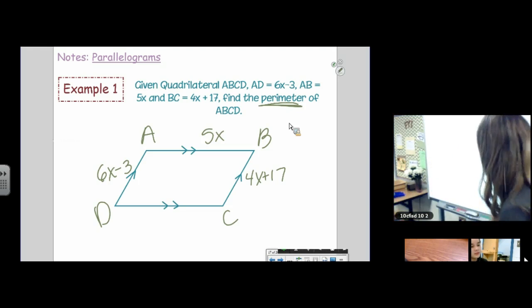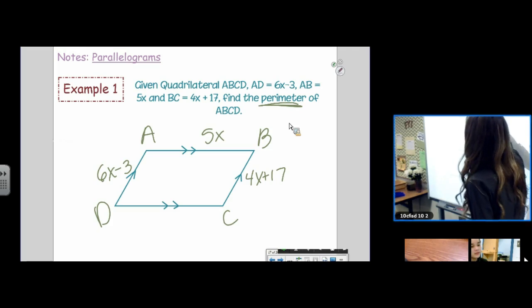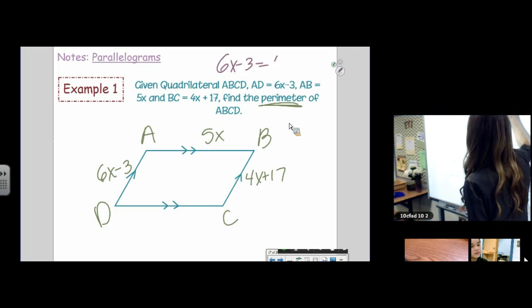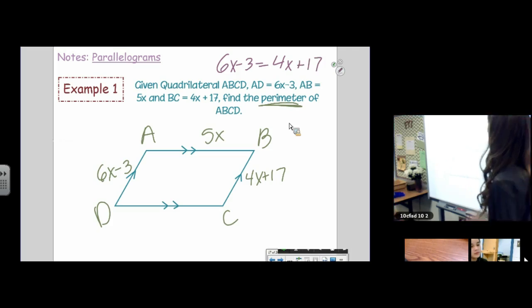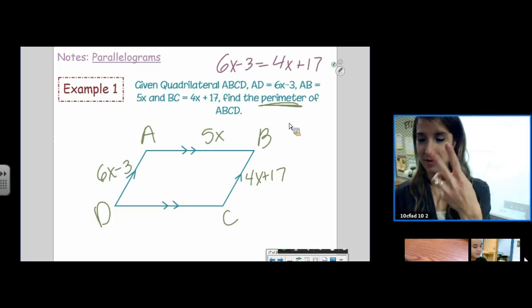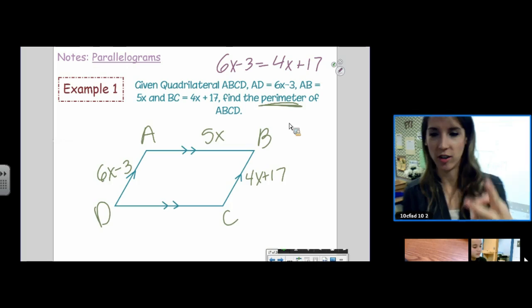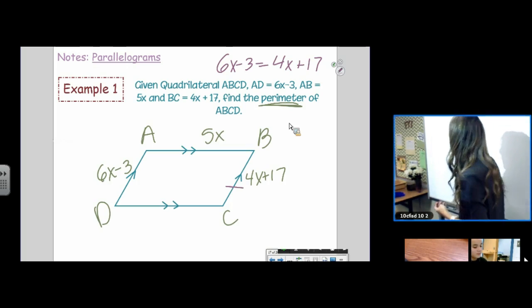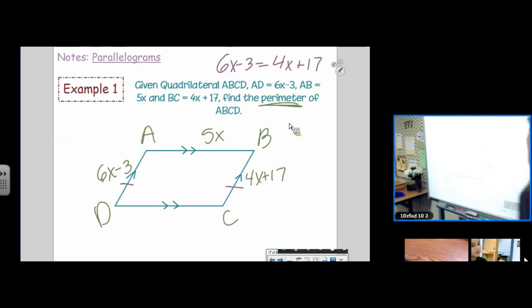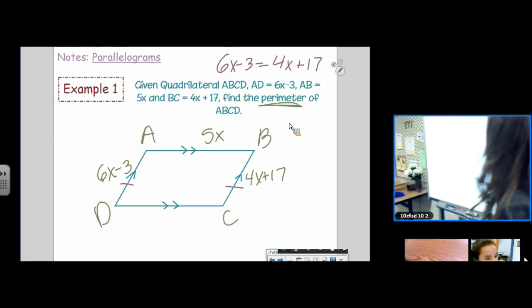Okay? So, I'm going to set this equal, and I know exactly why. Because property number 2, opposite sides are congruent, right? That's why I'm allowed to do that. It says it on my family tree. Very nice. X is 10.